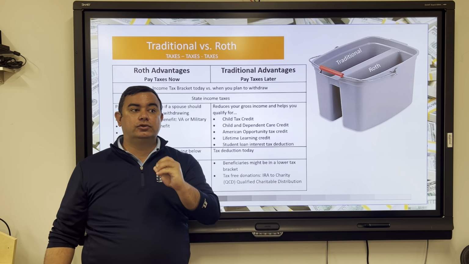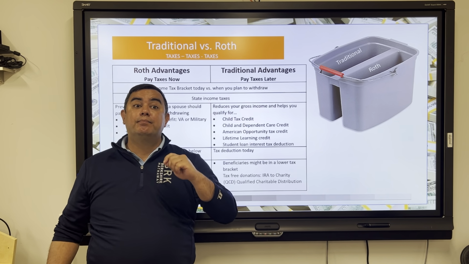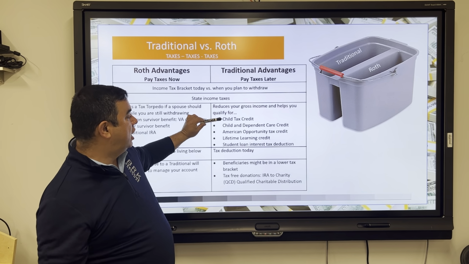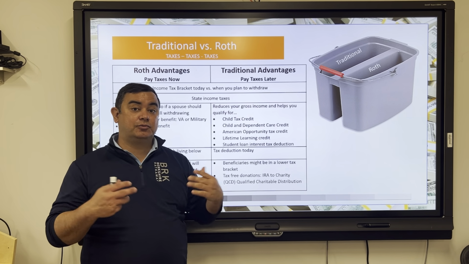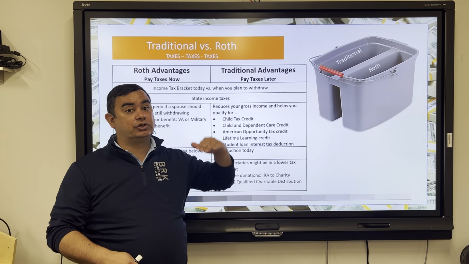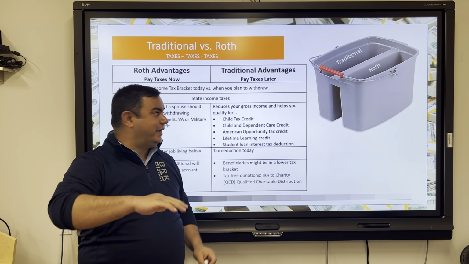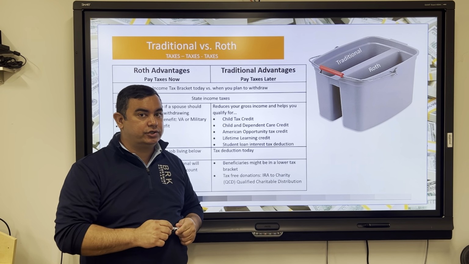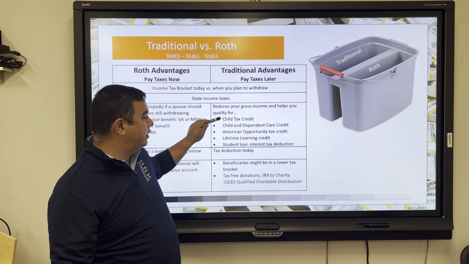If you are trying to qualify for some of these benefits, putting money in the traditional side might help you. I'll go down the list. Child tax credits, right? If your taxable income during that tax year is at a certain level, it might hurt your chances. And don't make a decision just based on this presentation. Look into your numbers and talk to your accountant about that. It might hurt your ability to claim child tax credits, right?